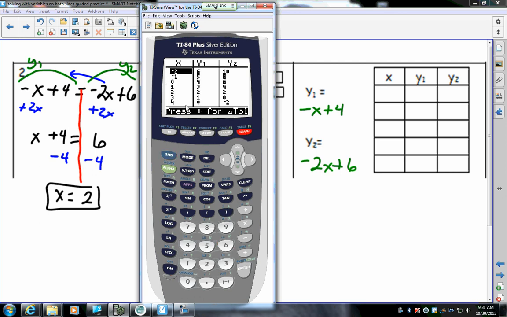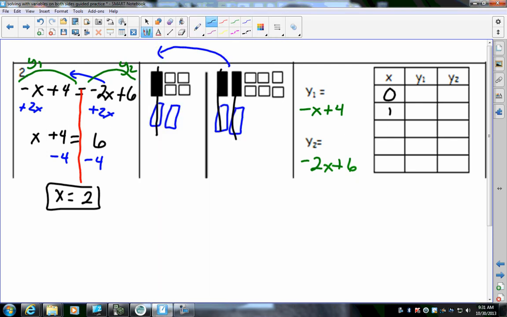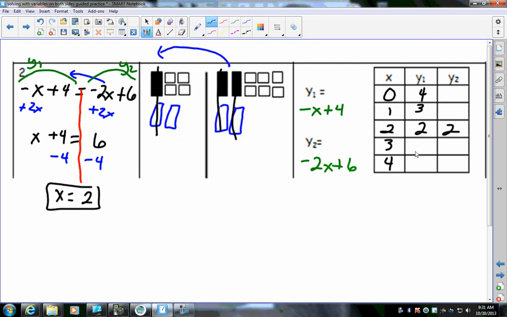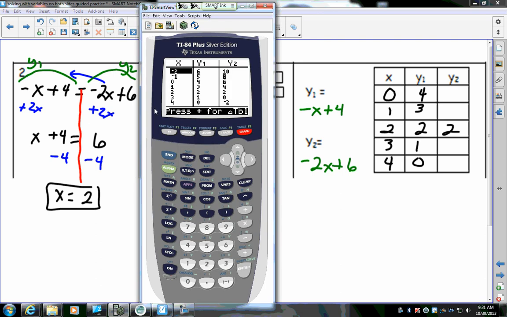I believe the answer is 2. And look, it says 2, 2, and 2. Okay, well, that's good. That means I've got a right answer. So I'm going to write in here 0, 1, 2, 3, 4. And I said it was 2, 2, 2. Okay, let's see. What were the other numbers? I started at 0, so it's 4. 6, 4.